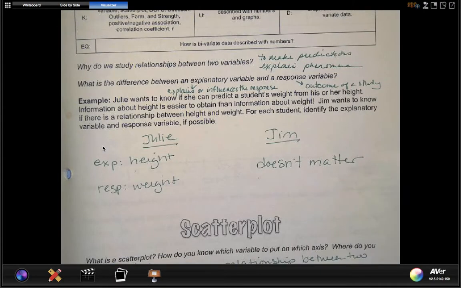But here's the answer. So for Julie, the explanatory variable is height. Her response variable is weight. She wants to know if height can predict the weight. Jim, he doesn't care, really. He just wants to know if there's a relationship. So it doesn't matter which one you pick to be the explanatory and which one you pick to be the response. Okay?